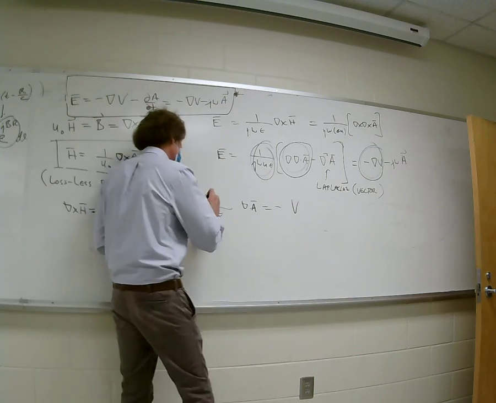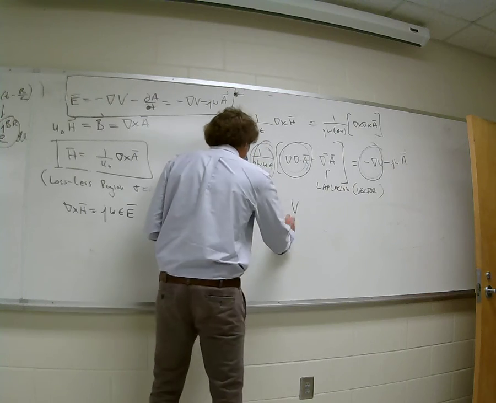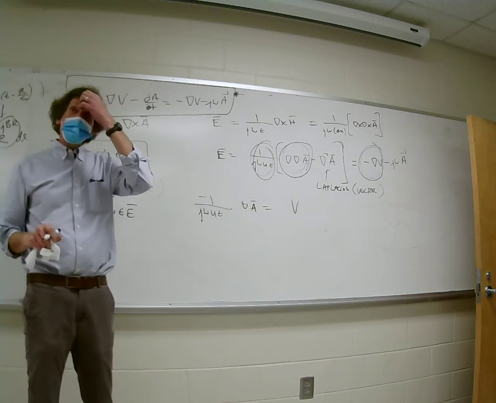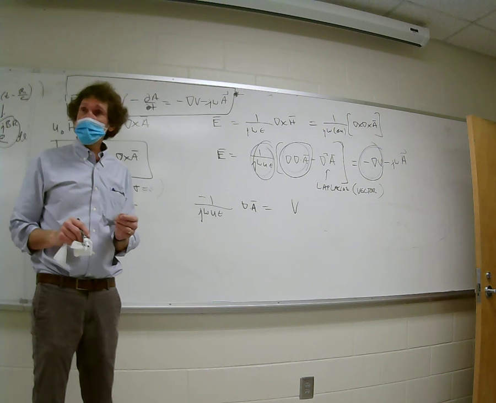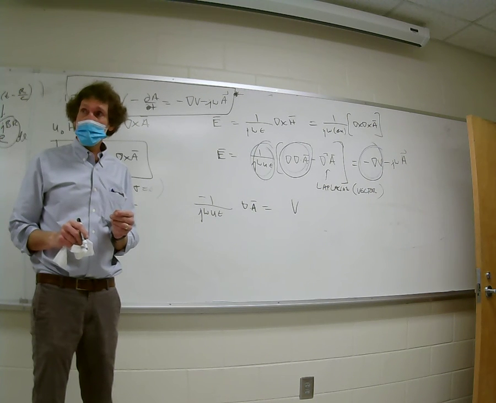And I can put a minus sign over here. And now I have the voltage in terms of A. Y'all follow me? That's called a gauge condition. You don't have to worry about that.